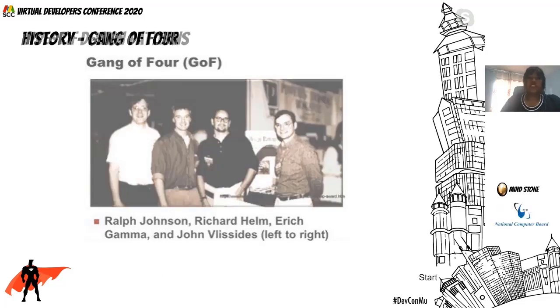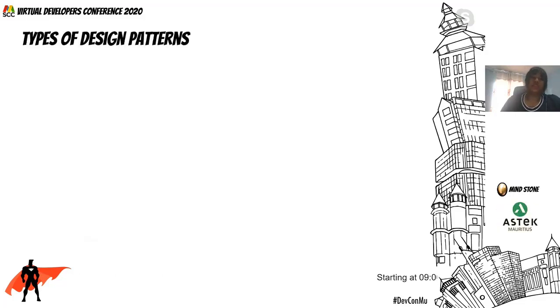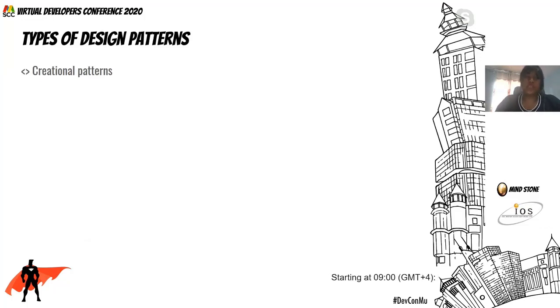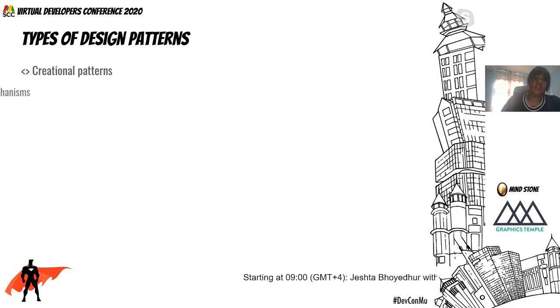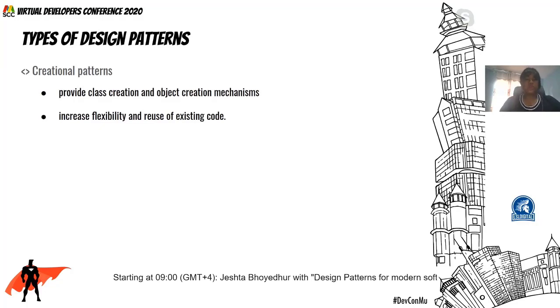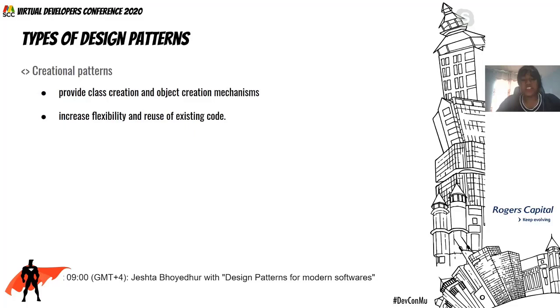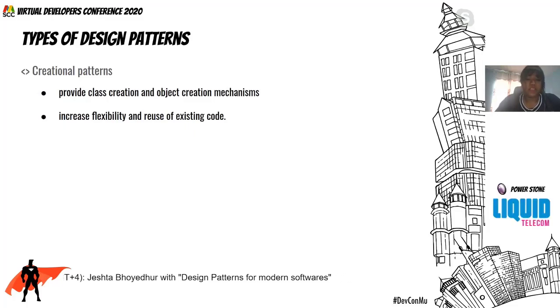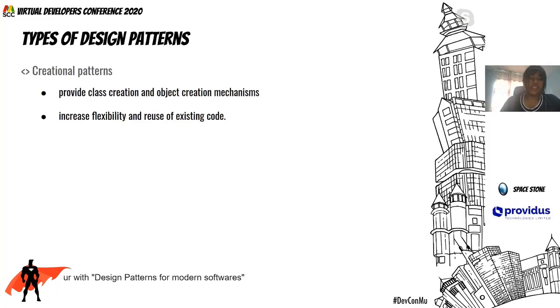Types of design patterns. So we have 23 design patterns, which are categorized into creational patterns, structural patterns, and behavioral patterns. Creational patterns are all about class creation and object creation. They provide various class and object creation mechanisms, which increase flexibility and reuse of existing code.